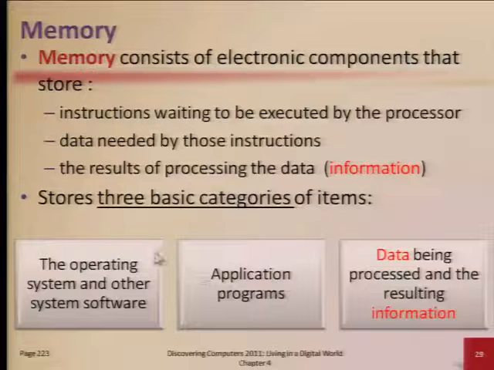And basically, you store 3 important categories. That means all these are classified under. First group is the operating system and the other system software. They will all be housed inside; when the computer is running, they will be stored in the memory. And also application programs, those that you want to run, like the browsers, like the word processor, right? And also the data being processed, and also the result, right? When you process data, it becomes information, which is the output.